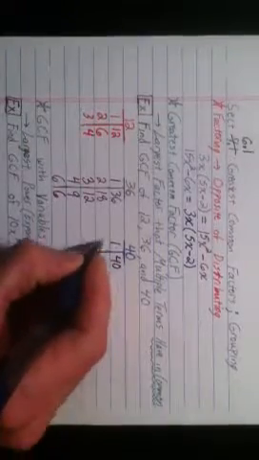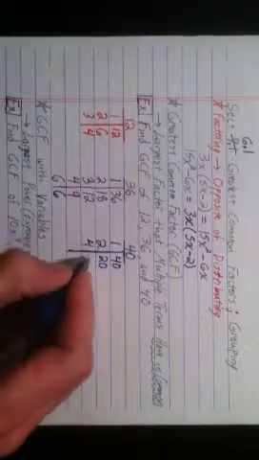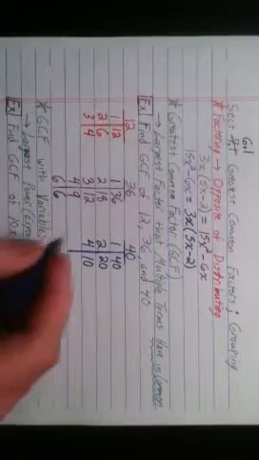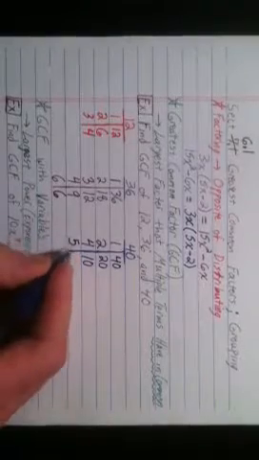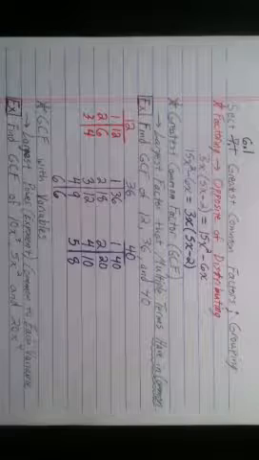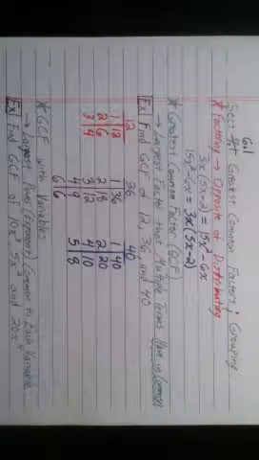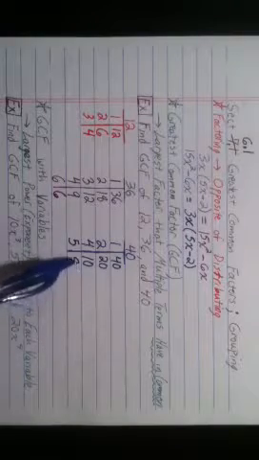1 times 40. 2 times 20. 3 is not a factor. 4 is, though. 4 times 10. And since 40 ends in a 0, we know that 5 should be a factor. 5 times 8. 6 and 7 both are not factors, so they won't go into 40 evenly. So the next possibility would be 8, and we already have that listed.